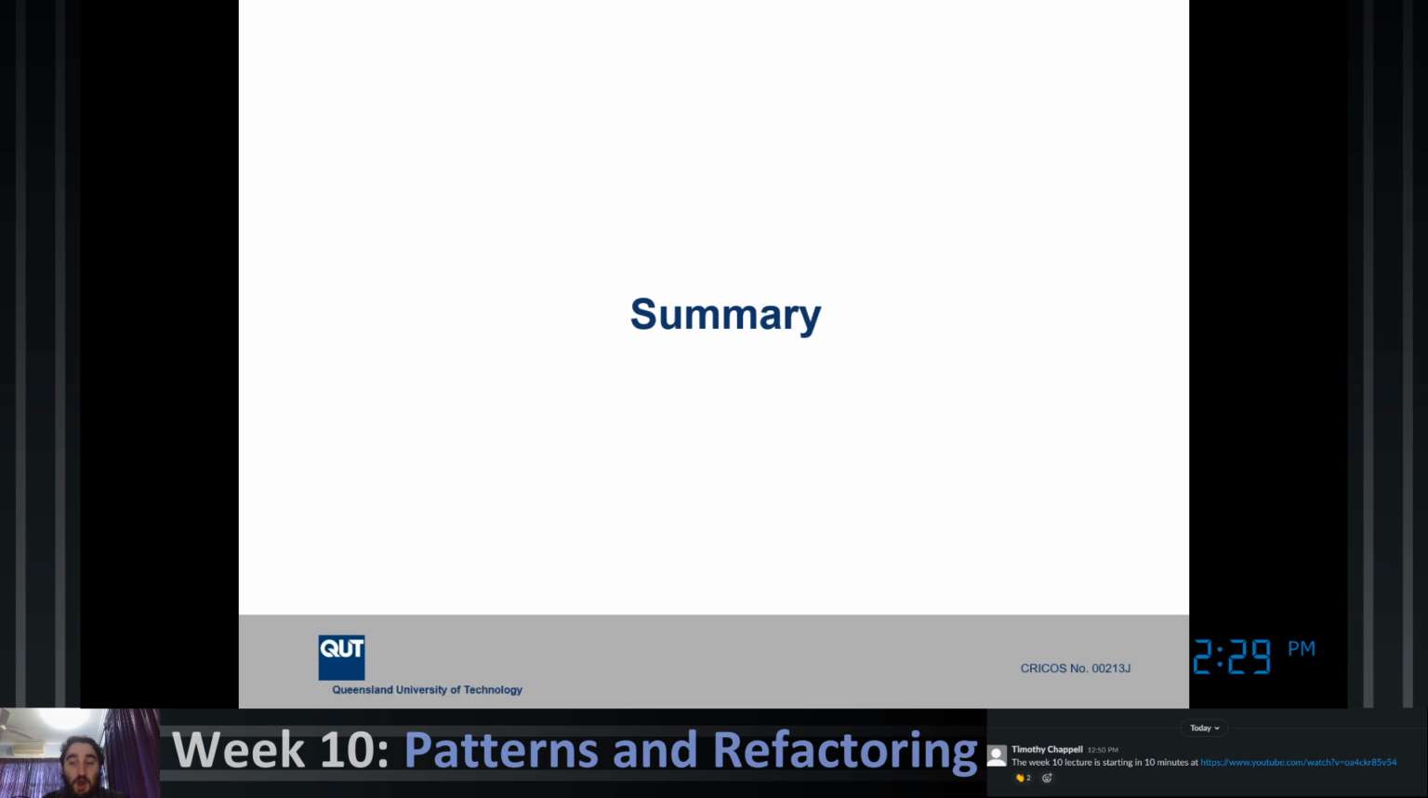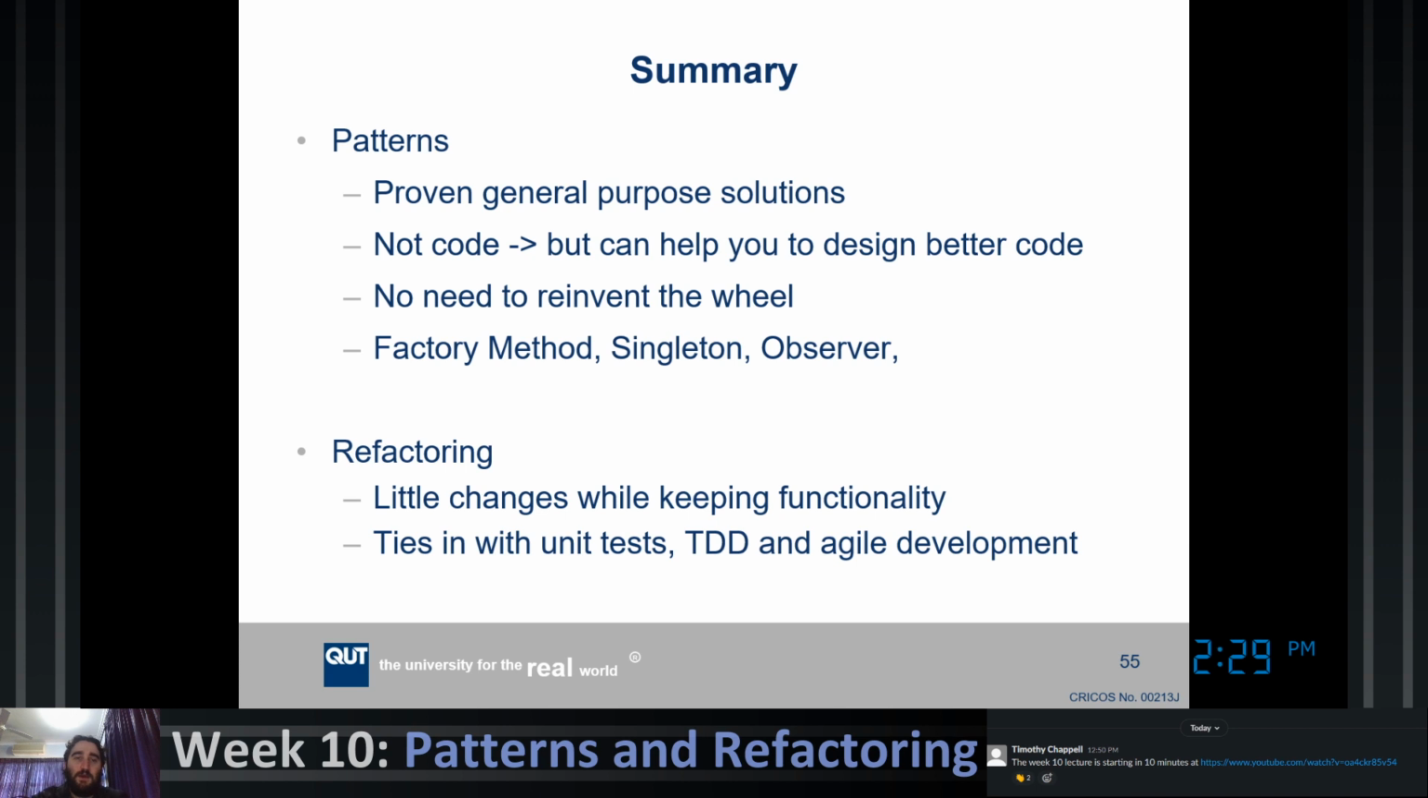Okay, so in summary, software patterns are proven general purpose solutions. They're not code, but they can help you design better code. There's no need to reinvent the wheel when you use these. And we've looked at 3 examples of software patterns: factory method, singleton, and observer.